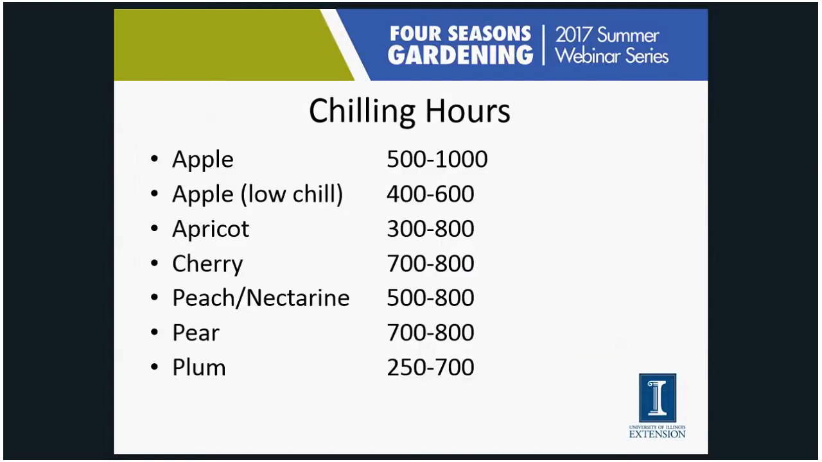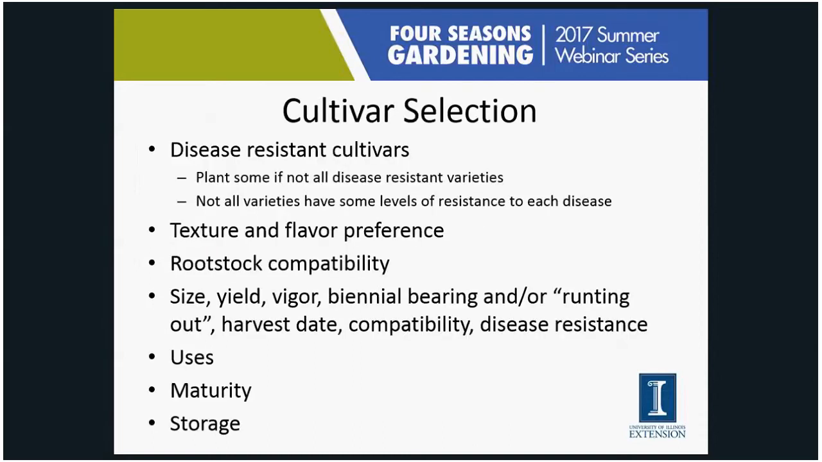Here we see 500 to 1,000 for apple, but there's also some low chill cultivars that don't take as much chilling. And the pear and the plum has 250 to 700. So there's varying degrees of these chilling hours, and they can vary with the cultivar selection. And in your cultivar selection, you'll especially want to pay attention to disease resistance, because the more disease resistance you have, the less you have to worry about those diseases. But not all varieties have the same level of resistance, and we'll cover that in future slides.